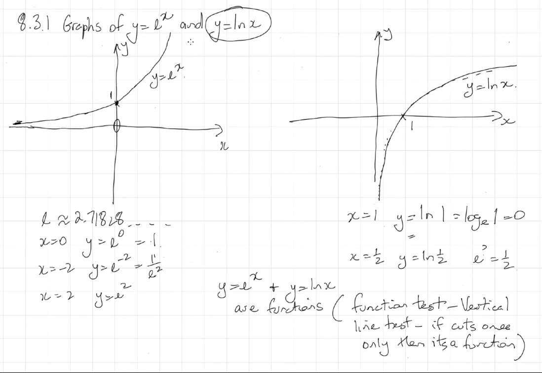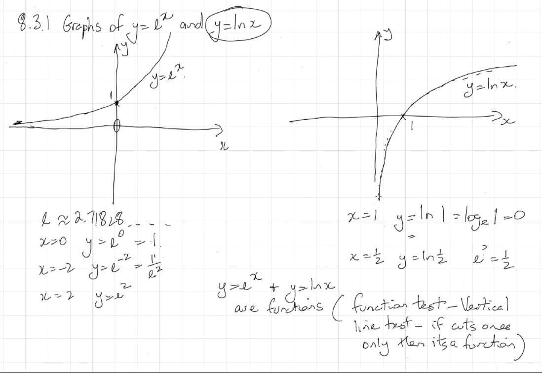Now here, there is nowhere I can draw a vertical line where it's going to cut twice. So every vertical line I like to draw there is only going to cut once. So therefore y equals e to the x is a function. Same with y equals ln x. There's nowhere I can draw a line where it's going to cut the graph twice.